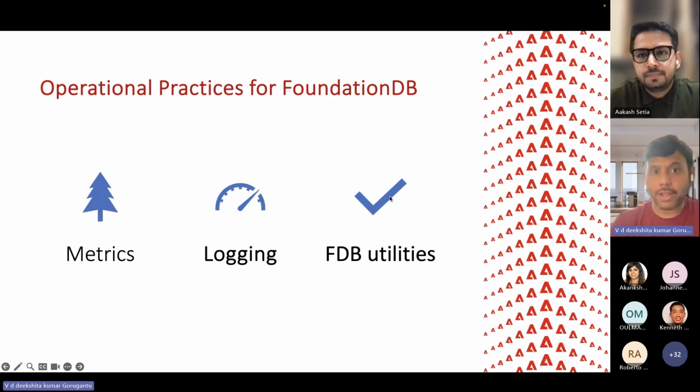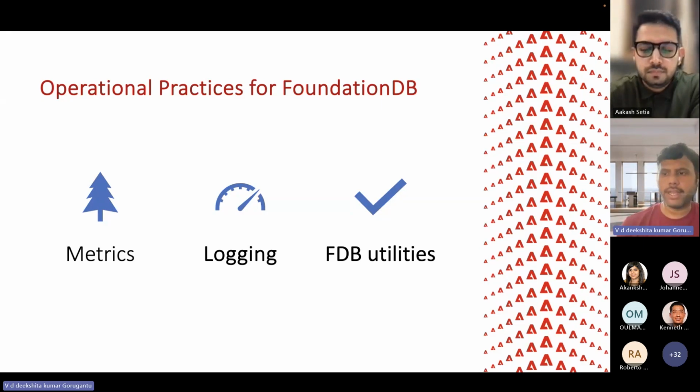Thank you, Aakash, for your high-level explanation about FoundationDB cluster provisioning and configuration management. My name is Deekshit. I'm working as a senior SRE engineer. Two years back, I joined Adobe and started my career with setting up FoundationDB.